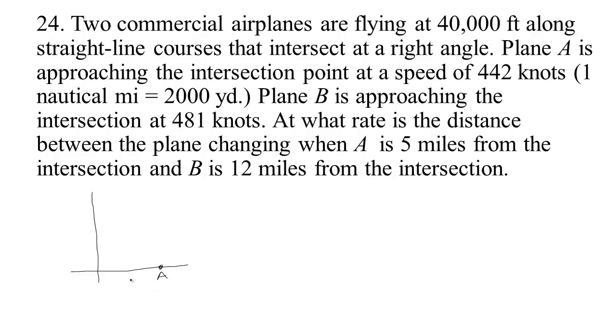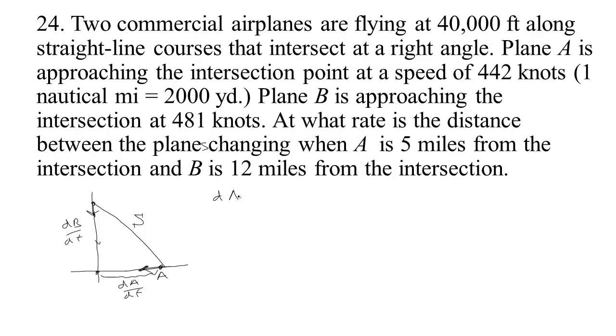So here's plane A, and let's just call the distance from the point where their paths are going to cross a. And then plane B is out here, and it's approaching at some rate dB/dt. Okay. And at what rate is the distance between the planes changing when A is 5 miles from the intersection and B is 12 miles? So we want to look at the distance. Let's maybe call that S, for straight line distance between the 2 planes. So one plane is flying this way, the other plane is flying that way.